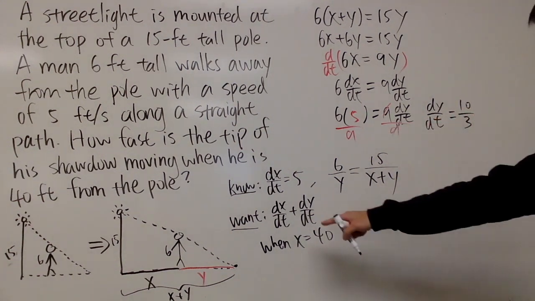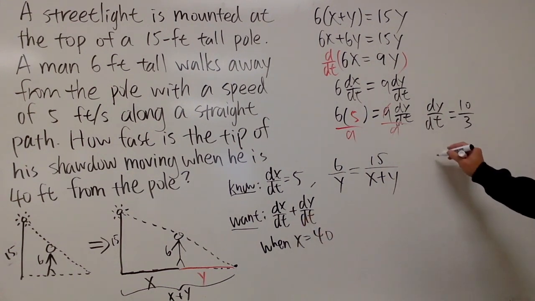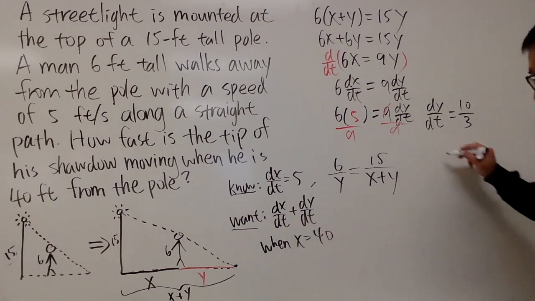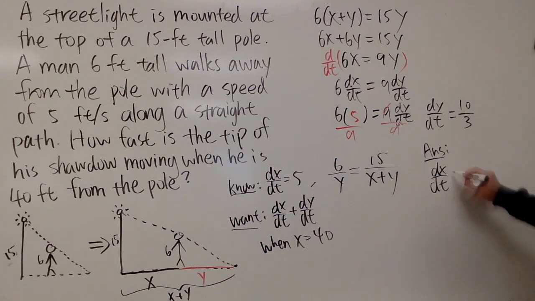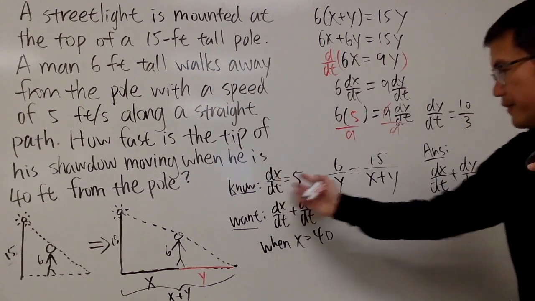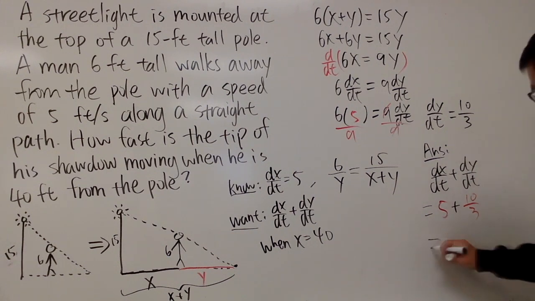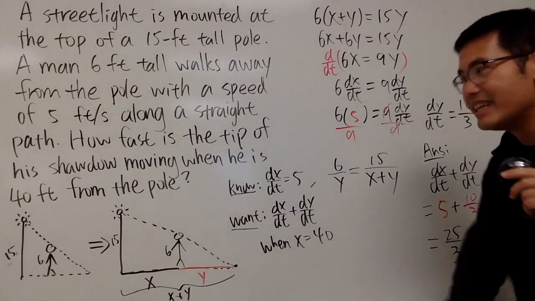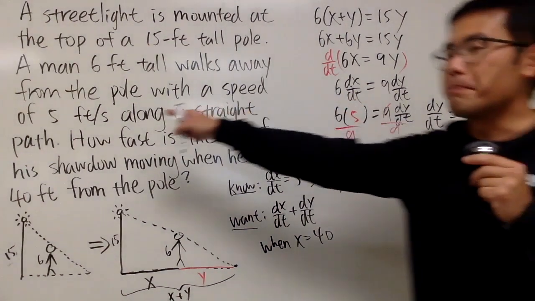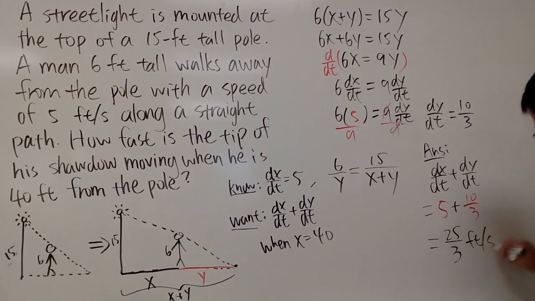Then, in the end, we just have to find out dx/dt plus dy/dt. So I will just write this down for you guys right here. So I'll just say the answer. We need to know dx/dt plus dy/dt, which is 5 plus 10 over 3. Of course, add out the fractions on your own, and you end up with 25 over 3, like this. And what's the unit? Feet per second. Let me just put that down, and then we are done.